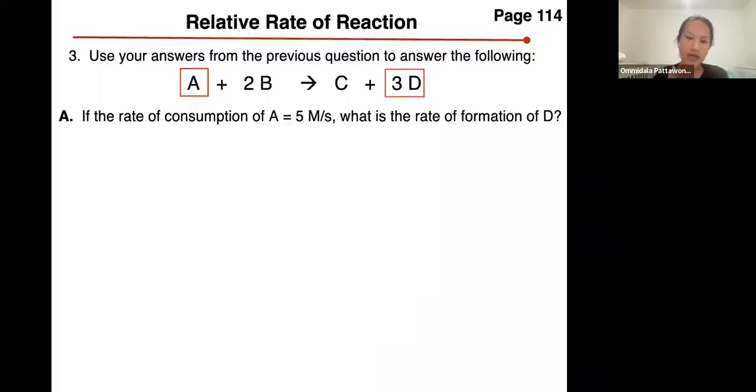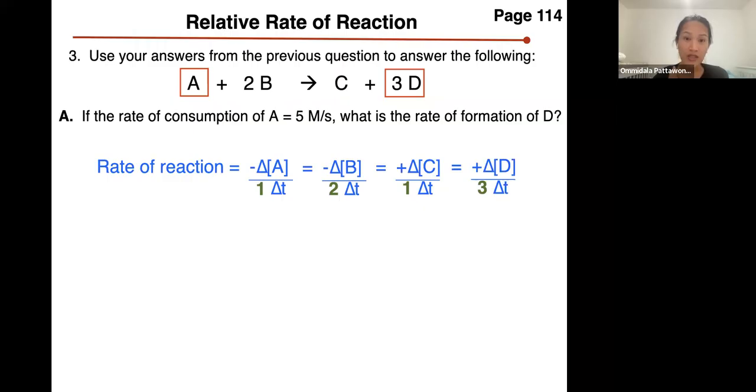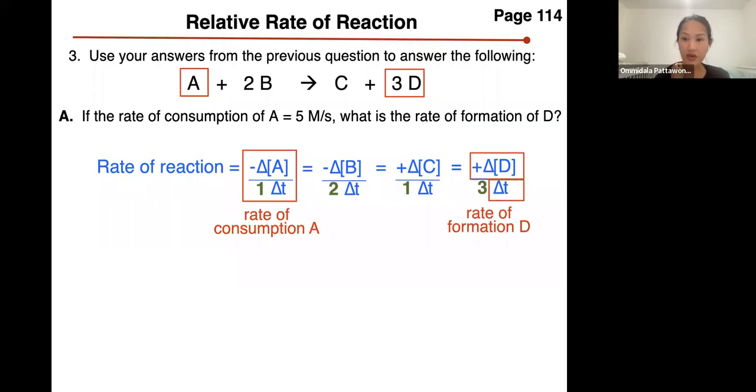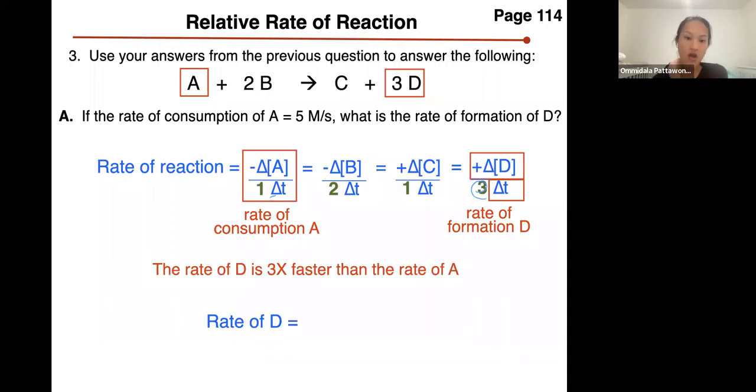If you think about this, A and D, the difference between them is the 3 coefficient. So every 1 mole of A is going to produce 3 moles of D. That means D is being formed 3 times faster than A is being consumed. If you're looking at the rate expression for the reaction, you can see that this is the rate of consumption of A, and this is the rate of formation of D, and D is 3 times faster than A. Therefore, in order to find the rate of D, you multiply the rate of A by 3. So the rate of D would come out equal to 15 molar per second.